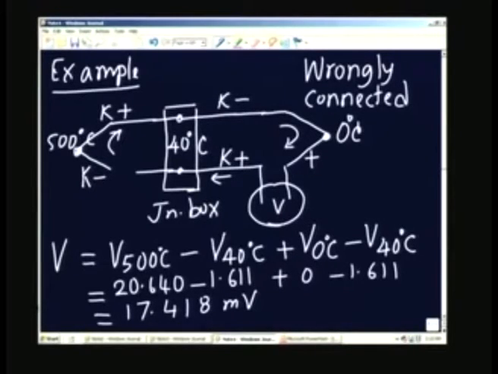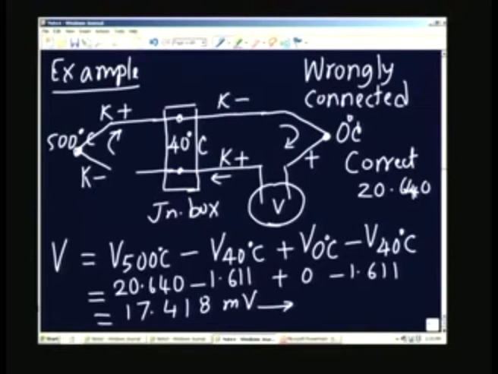Just remember that what was intended is that K plus should have been connected to K plus here and K minus to K minus here, then everything would have been all right. If it were the case, these two would cancel each other and I would get V 500. So, what should I have got? The correct value is 20.64, corresponding to 500 degrees. But what we have got is 17.418.